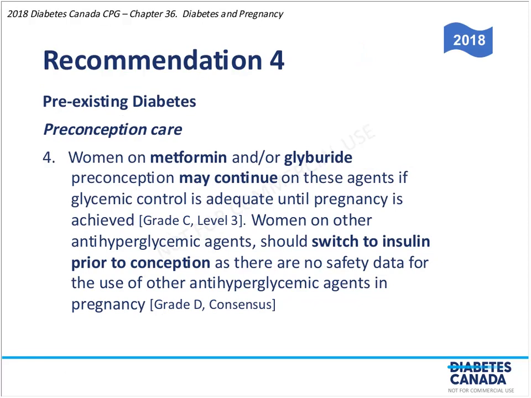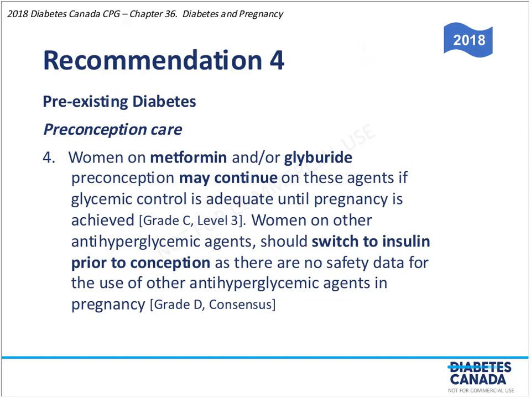Moving right along, I thought this was interesting. I'll just read it word for word. So preconception care, women on metformin and or glyburide may continue on these agents if glycemic control is adequate until pregnancy is achieved. Women on other anti-hyperglycemic agents, DPP-4 inhibitors, SGLT2 inhibitors, GLP-1 receptor agonists, need to switch to insulin prior to conception.